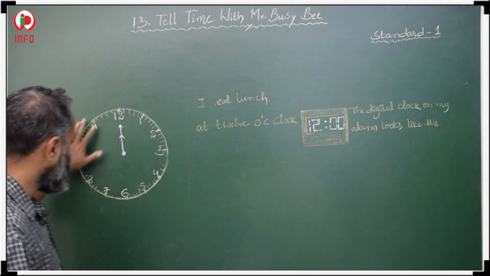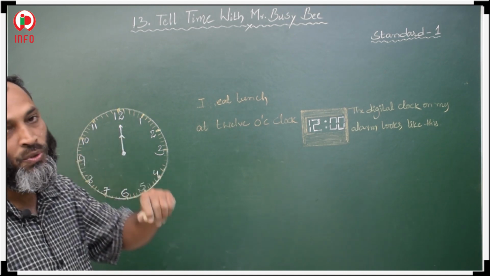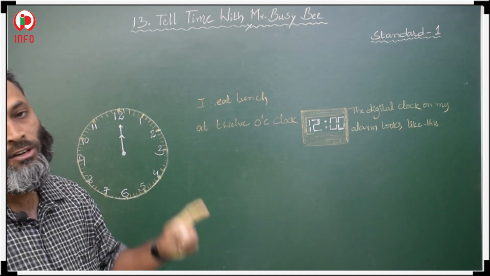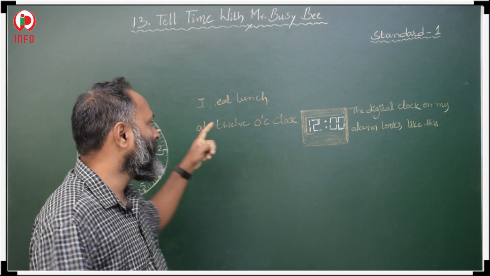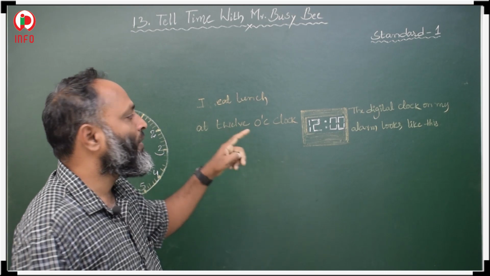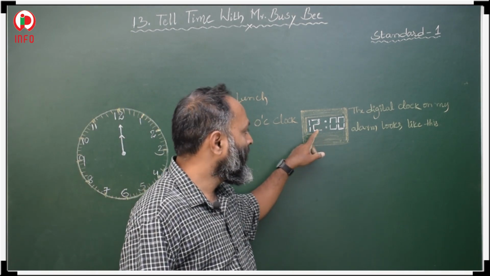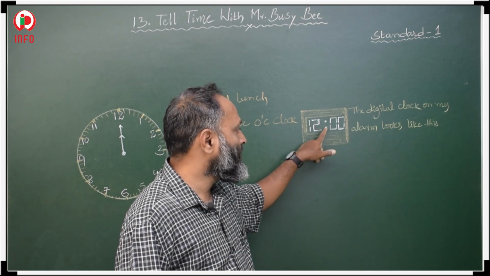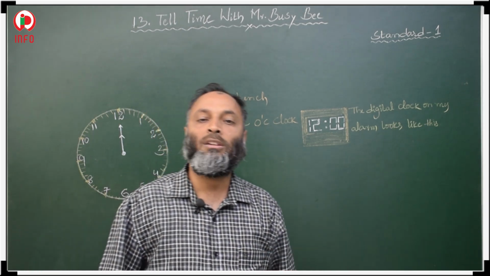So this is the way to tell the time. When the two hands are pointing at 12, then the time is 12 o'clock. At 12 o'clock, what is he doing? He eats lunch at 12 o'clock. In a digital watch, it looks like this: 12:00. 12:00 means 12 o'clock. Okay.